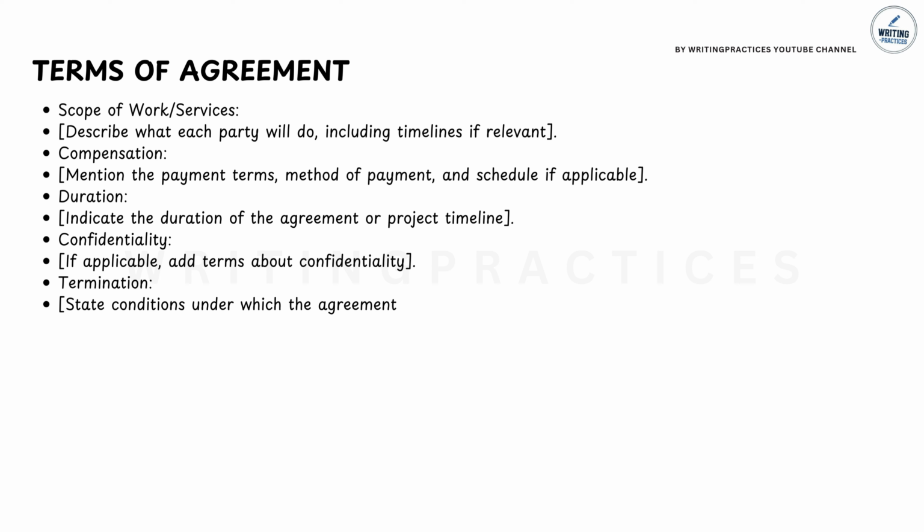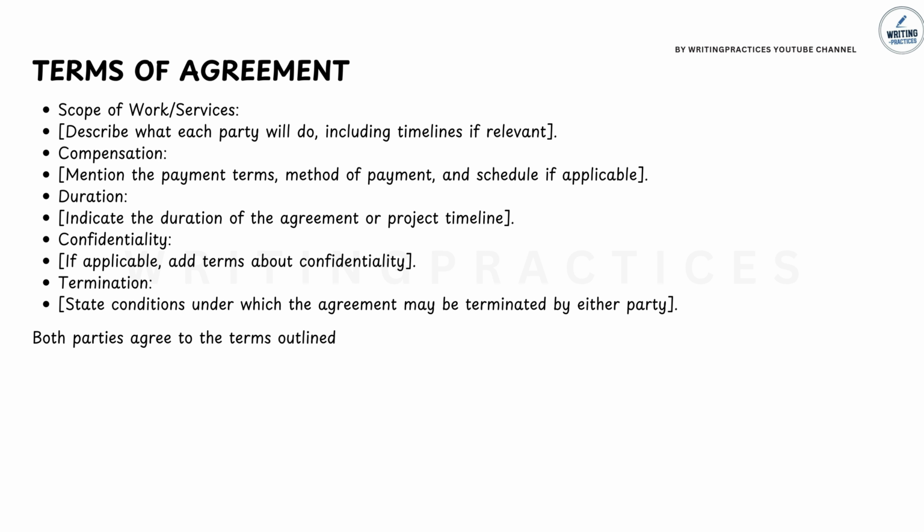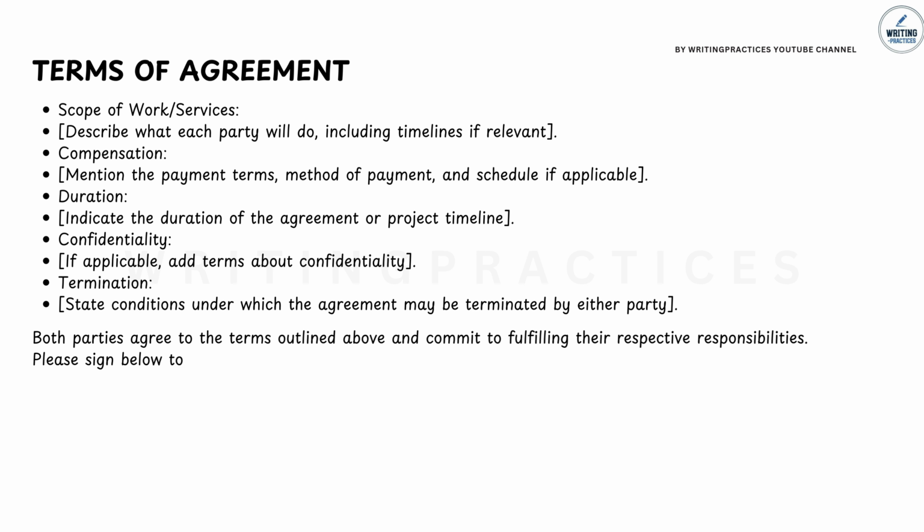Once the terms are listed, you'll need a closing paragraph. This is where both parties confirm that they understand and agree to the terms. You can keep it simple, something like, Both parties agree to these terms and conditions and understand their responsibilities. This agreement is legally binding and may only be modified with the written consent of both parties. This helps reinforce the commitment that both sides are making.